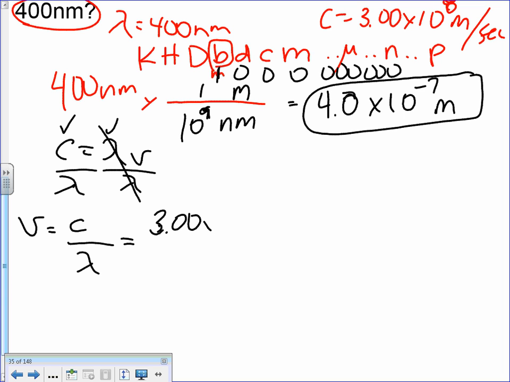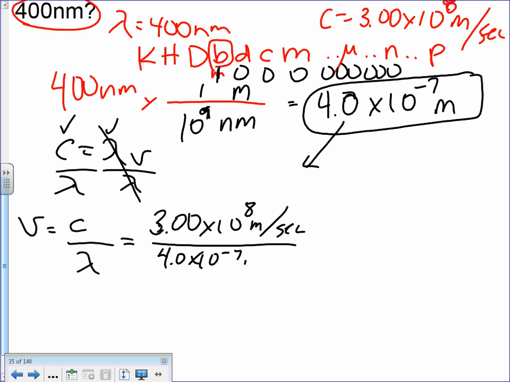So 3 times 10 to the 8th, which is the speed of light, meters per second, over lambda, which is our wavelength we just calculated, 4.0 times 10 to the negative 7 meters. What units cancel? Meters, leaving us with what? Not just seconds. See that slash? We have per seconds left, or seconds to the negative 1. Or hertz, thank you.